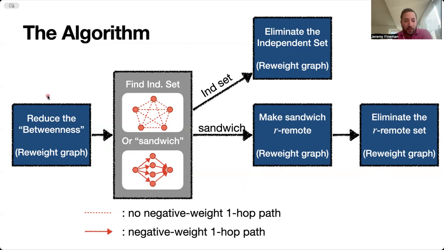Okay, so I really want to focus on these first two boxes here because the definitions and the structure here are really the important part. This reducing the betweenness is only used for this third step of making a sandwich R-remote. But I think these definitions for these first two boxes are really where most of the cleverness lies. Okay, all of the blue boxes here involve reweighting the graph. So there's several places in the algorithm where reweighting occurs. And the places where randomization occurs are this first box and this third one as well.